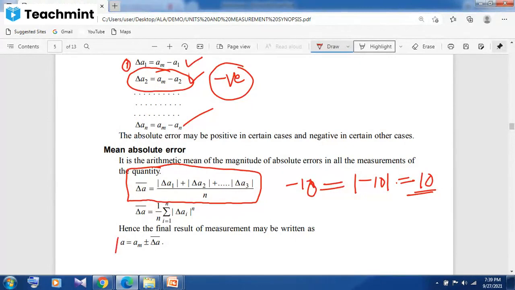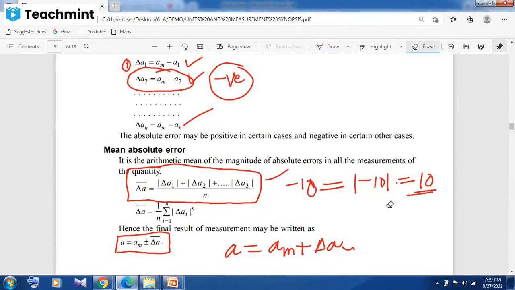Therefore, the last measured result is represented like this: total measured value A is equal to A mean, that is, the sum of individual values divided by the number of times you have measured, plus or minus delta A mean. You can write it like this also, delta A mean with a small m below it, delta A m. Are you understanding, students?